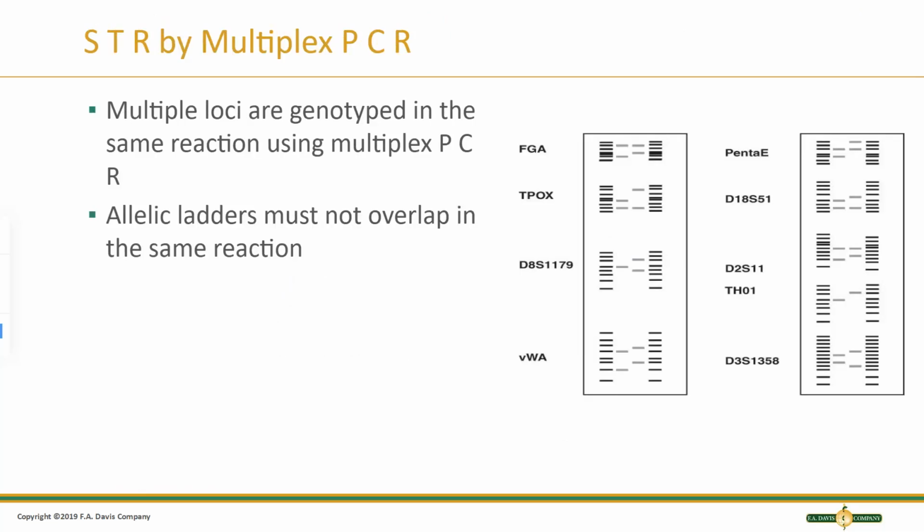Multiple loci are genotyped in the same reaction using multiplexed PCR. Allelic ladders must not overlap in the same reaction.